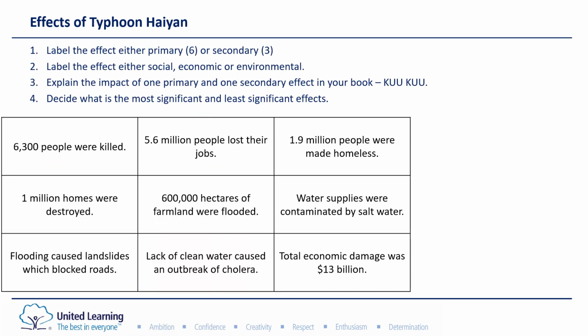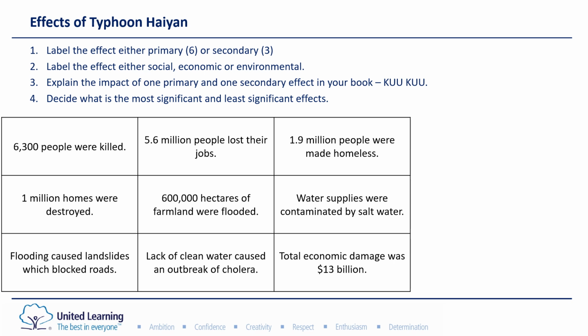So, what I want you to do for me working at home is write out these effects of Typhoon Haiyan and label them either primary or secondary. I also want you to label the effects social, economic and environmental. What I then want you to do is to explain the impact of one primary and one secondary effect.